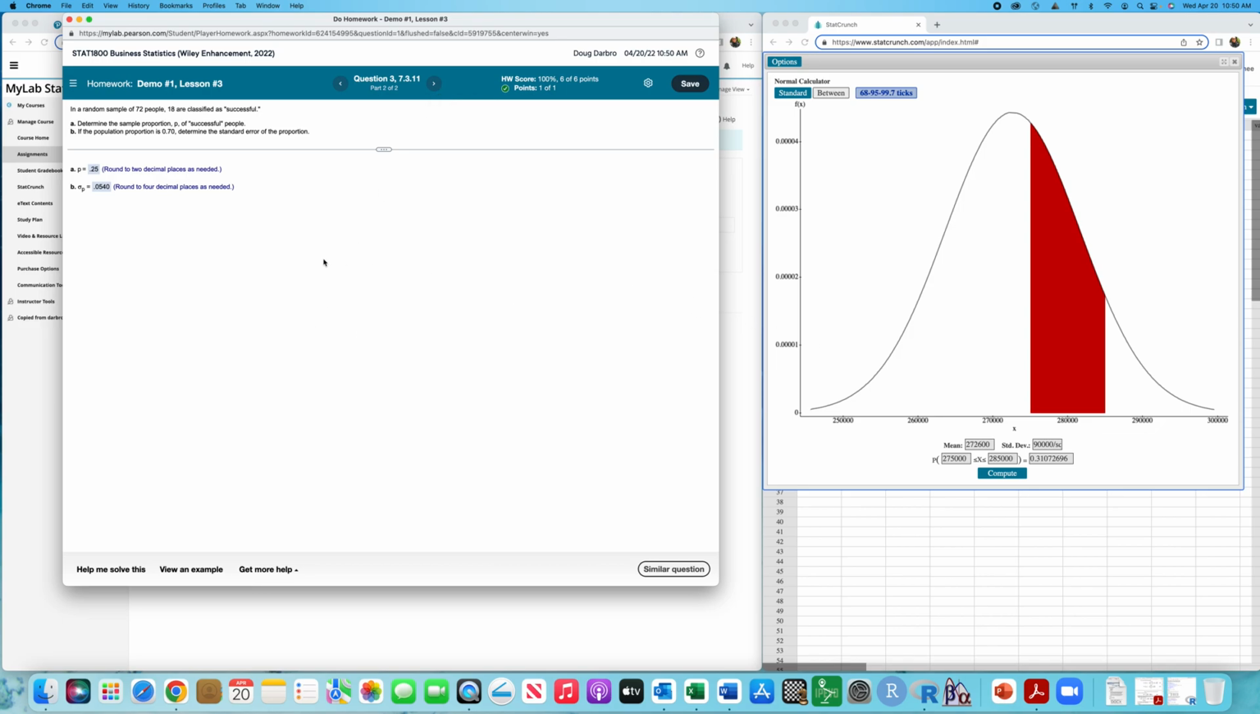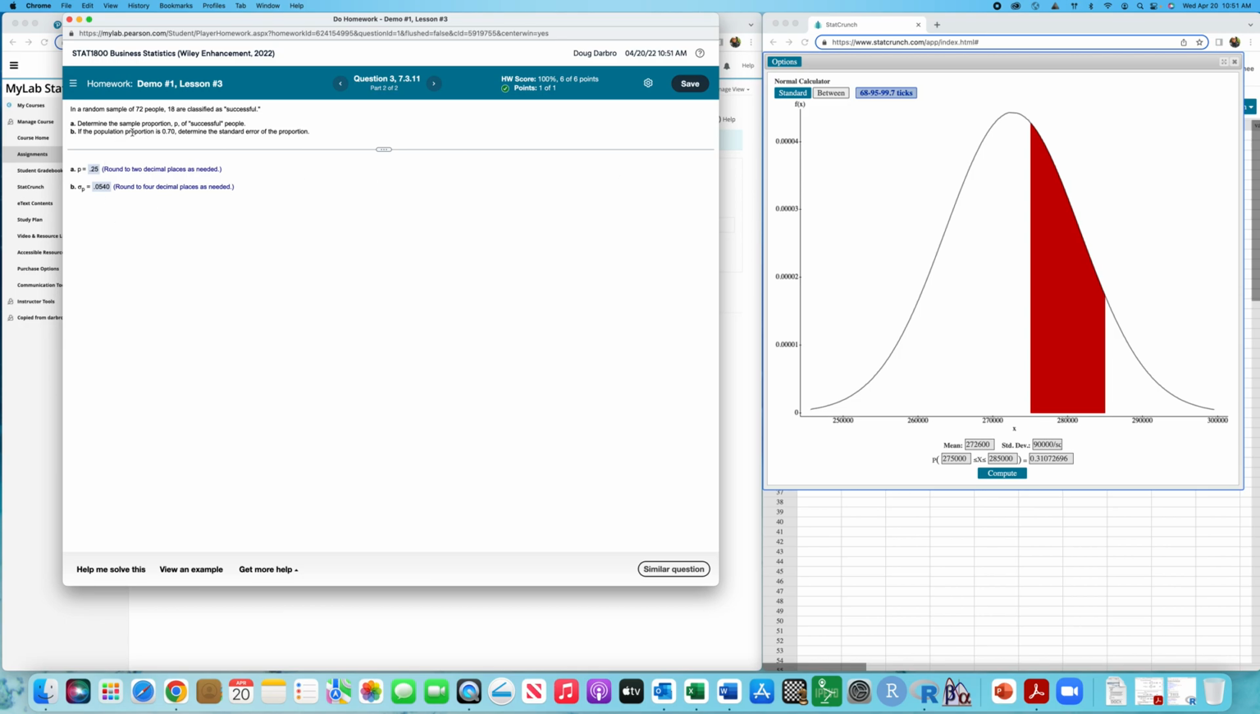All right, next question. In a random sample of 72 people, 18 are classified as successful. Determine the sample proportion p of successful people. What I would do there is just take 18 divided by 72. There's really not much that can be done there.